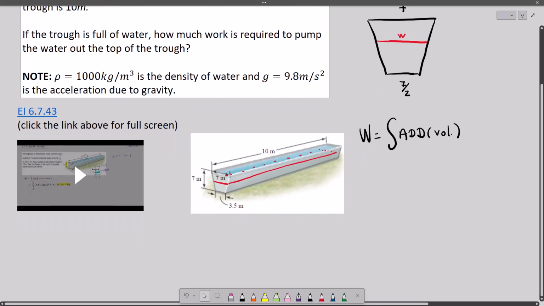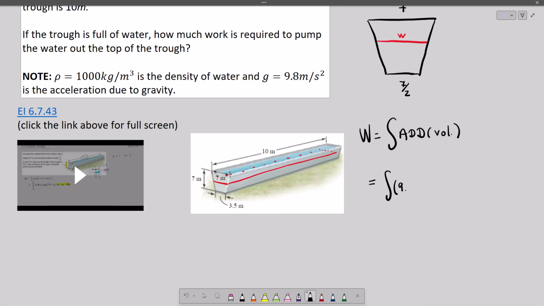Now, in terms of the basic constants that we know for sure, we know that acceleration due to gravity is 9.8. We're told that this is water. Water has a density of 1,000 kg per meter cubed. And then the second D, distance or depth. Think of it either way: distance from the top, or distance that the water has to travel, or how deep it is. Doesn't matter. Either one of those works.